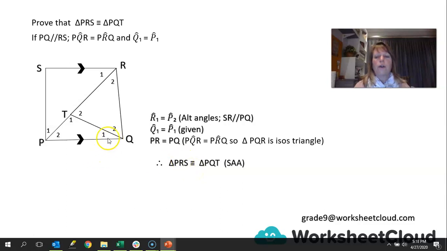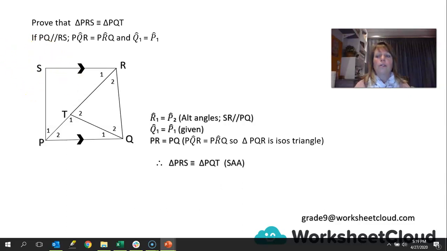Alright, so let's just go over again. We had to prove that PRS, that triangle there, is congruent to PQT. Okay, now guys, please remember it doesn't look like it should be congruent at all, but you have to use what you are given. You are not using what you see. Okay, that is very important.